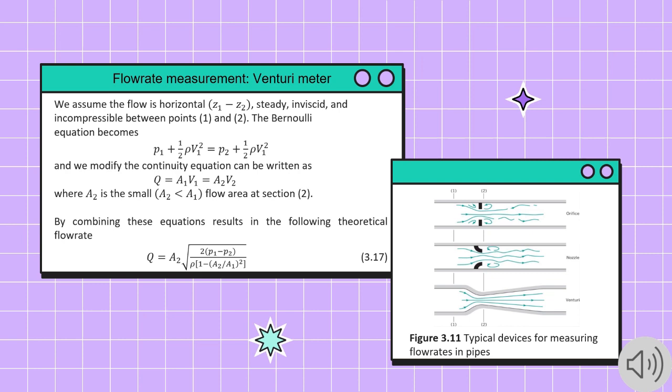In the first case, we assume the flow is horizontal, steady, inviscid, and incompressible between point 1 and point 2. The Bernoulli equation becomes as shown below, and we modify the continuity equation, which can be written as below, where A2 is smaller than A1 at the flow area section. By combining these equations, it will give the result as below.